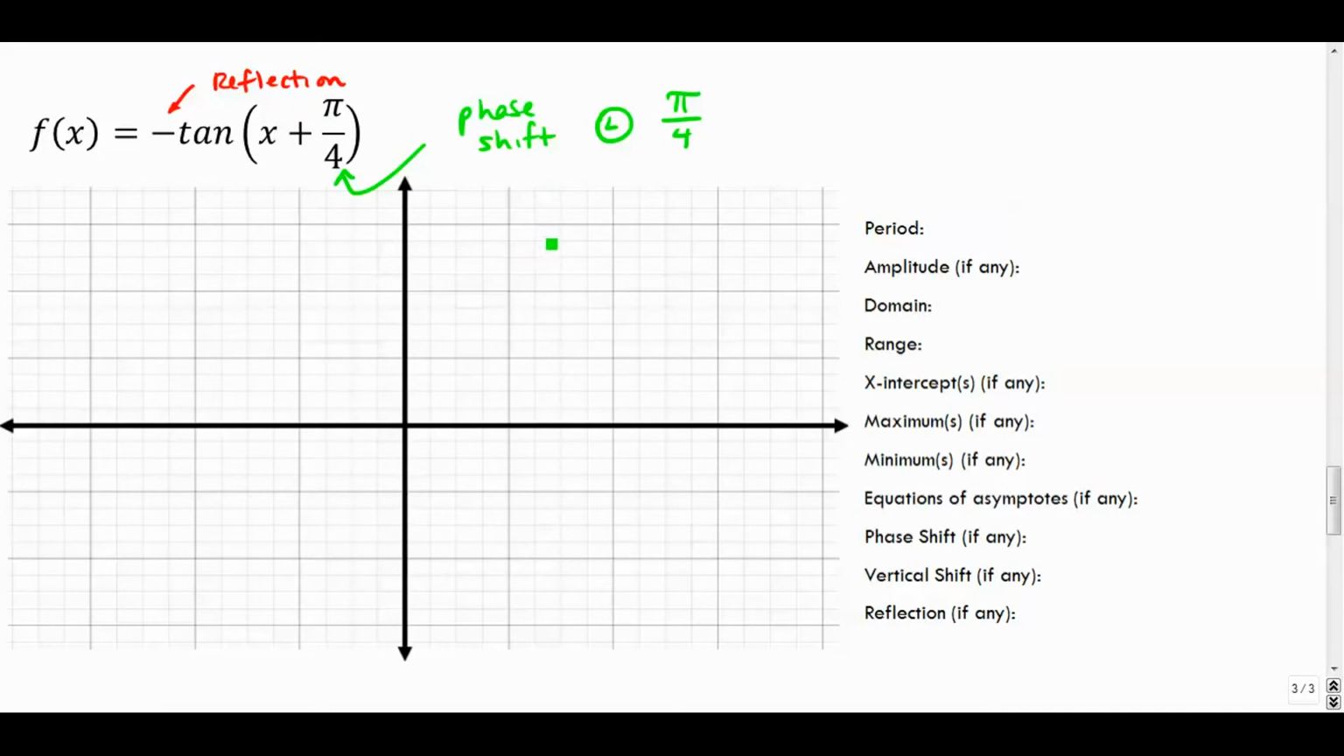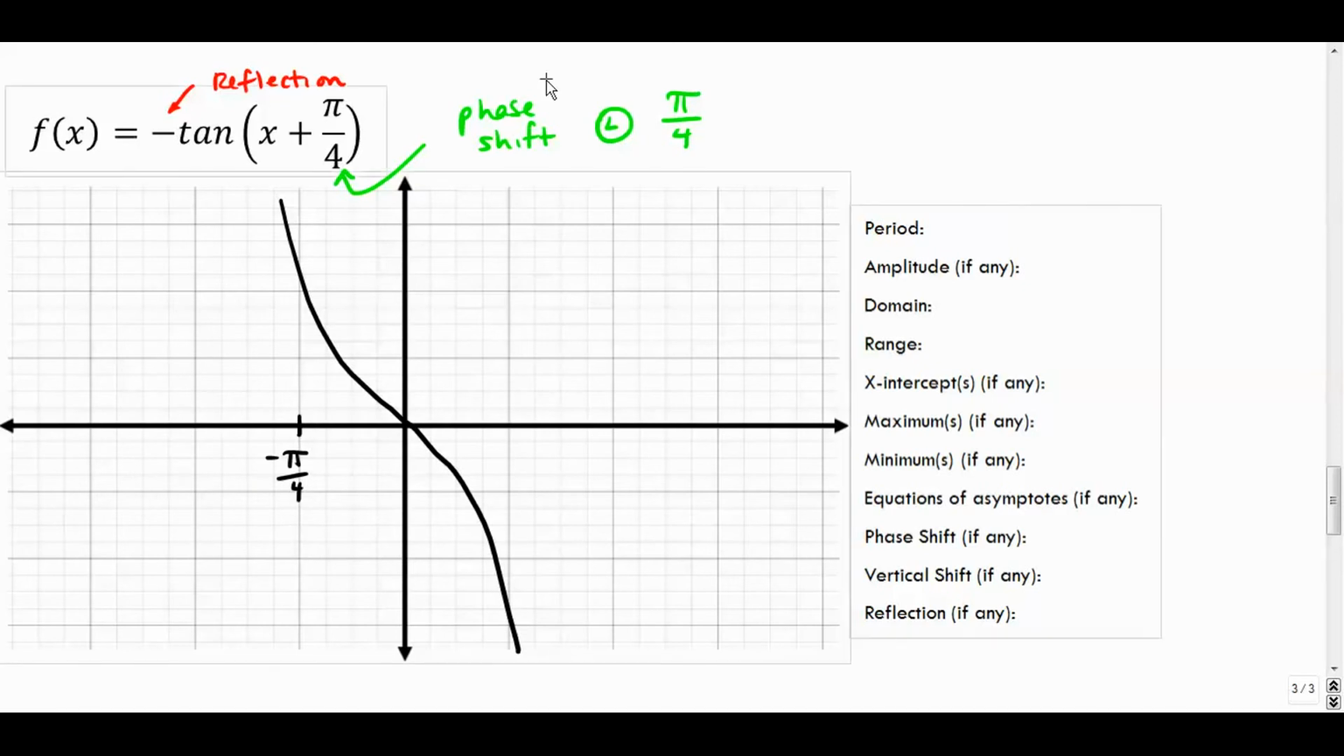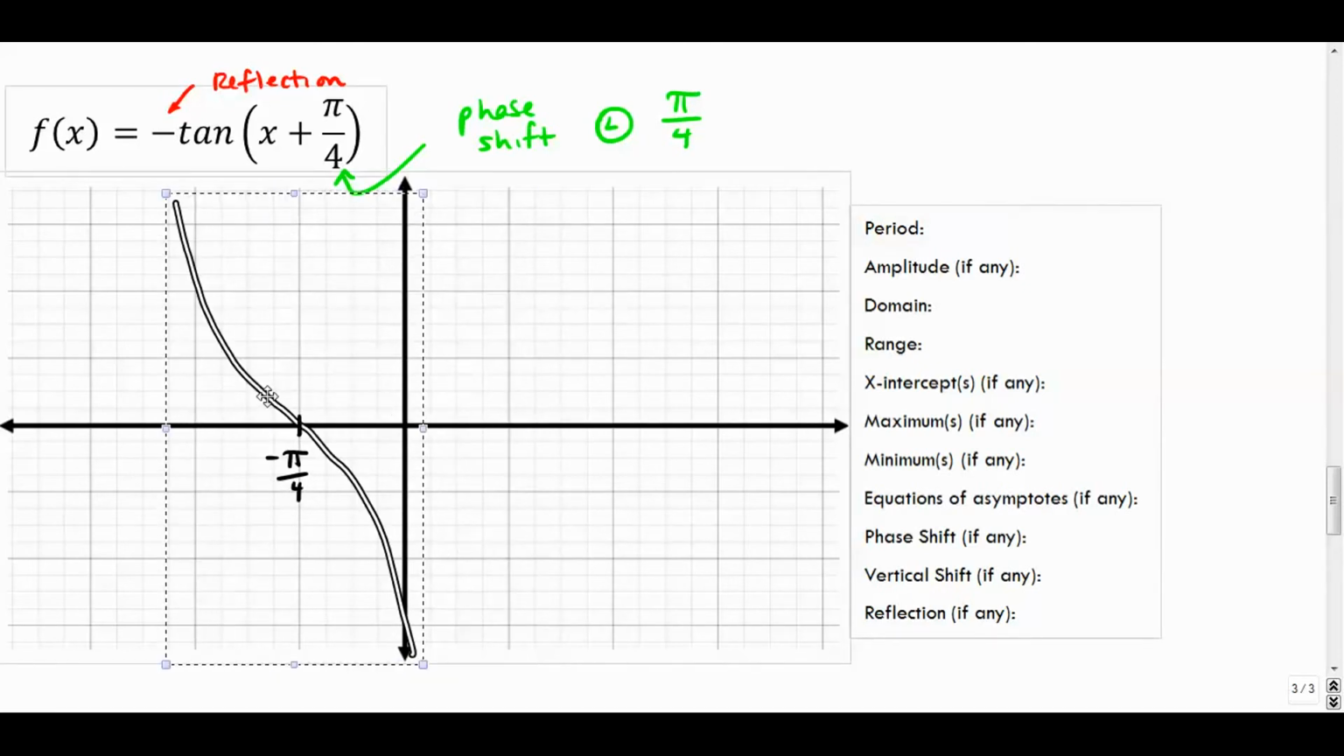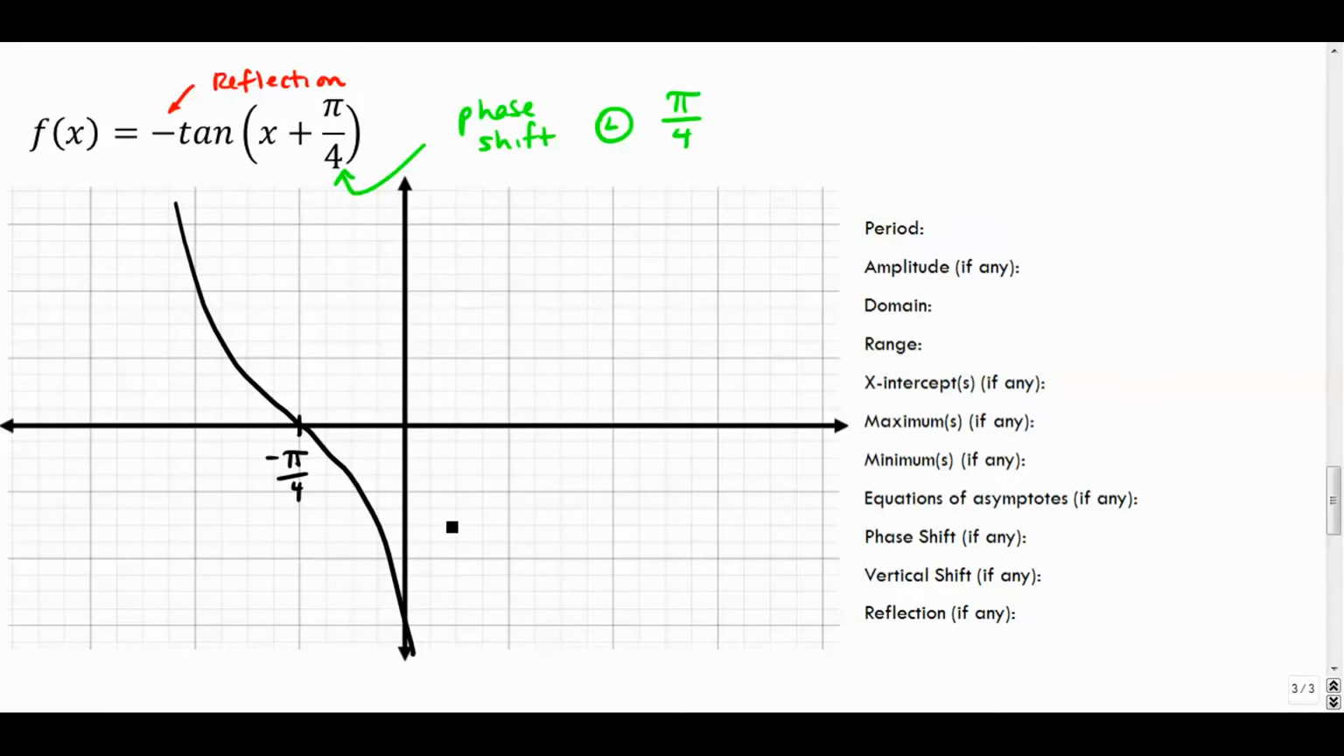Okay, so let's see. We have a reflection. So what that means is if the normal tangent starts like this, the reflected version is going to be like this. It's going to look more like a cotangent. So we'll take that and then we'll also slide that left to negative pi over 4. And it'll look something like that. Now I'm going to draw it a little bit nicer.